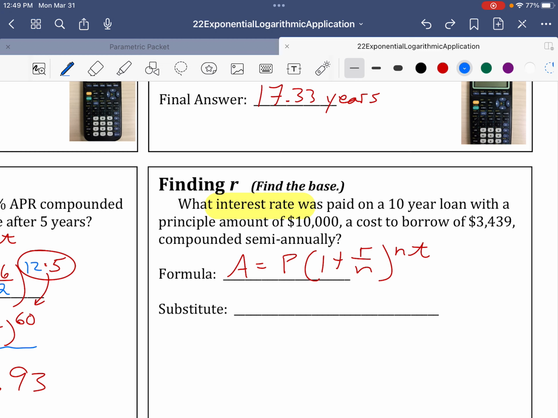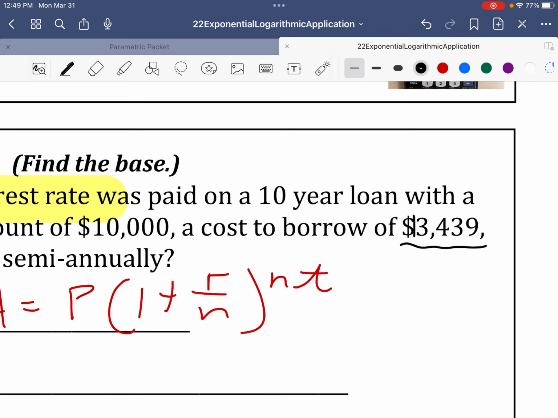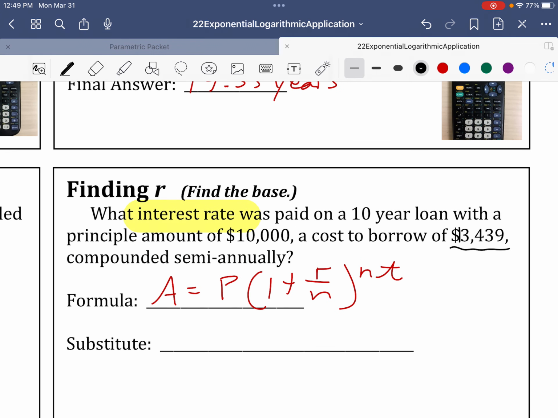And we're going to try to borrow, there's actually a little bit of a typo here. We're actually going to try to borrow $13,000. Make sure you fix that on your paper. Okay, so that means that $13,000 is my final value. It's going to be filled in for A. Again, sorry about that little typo there.